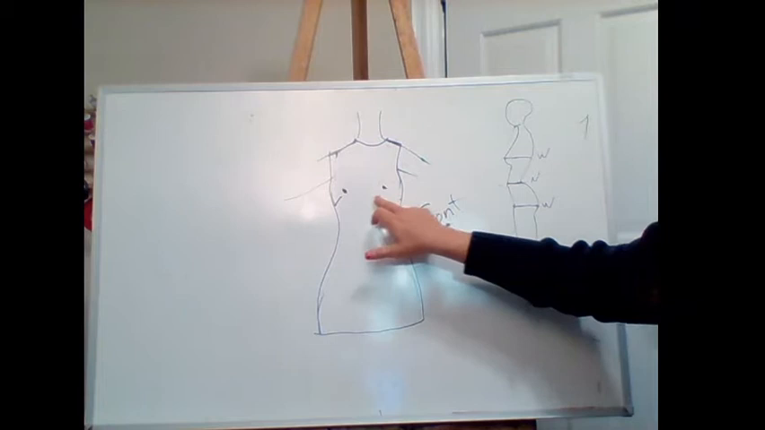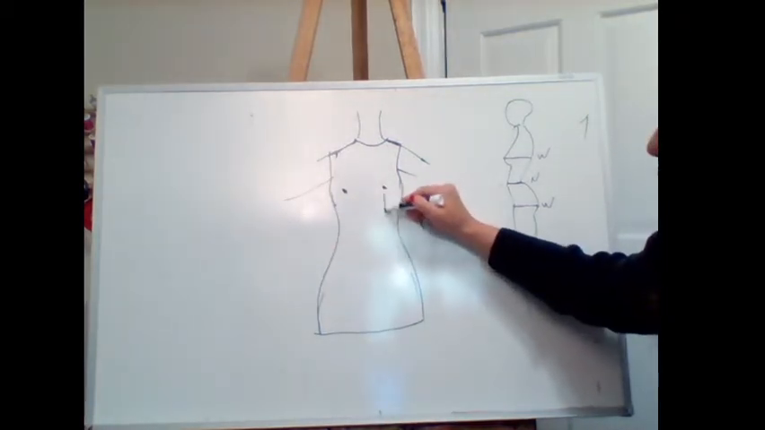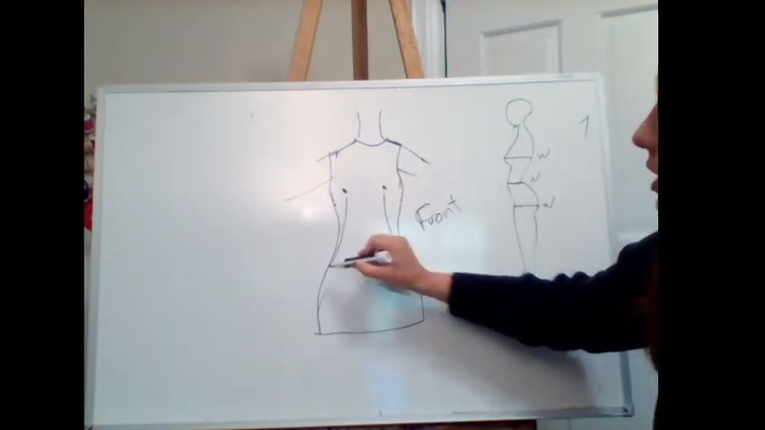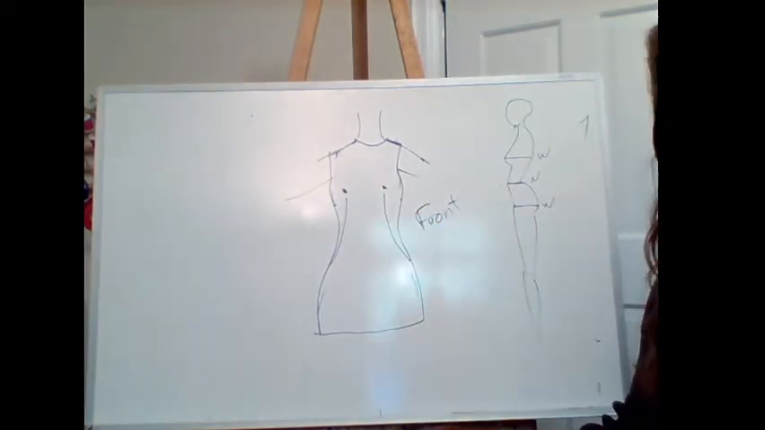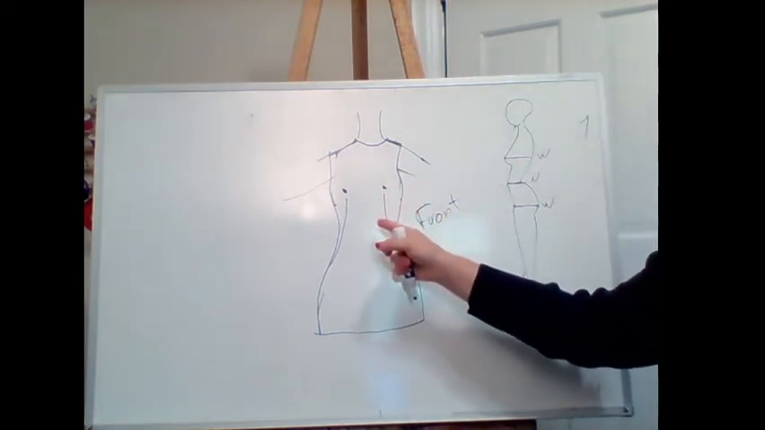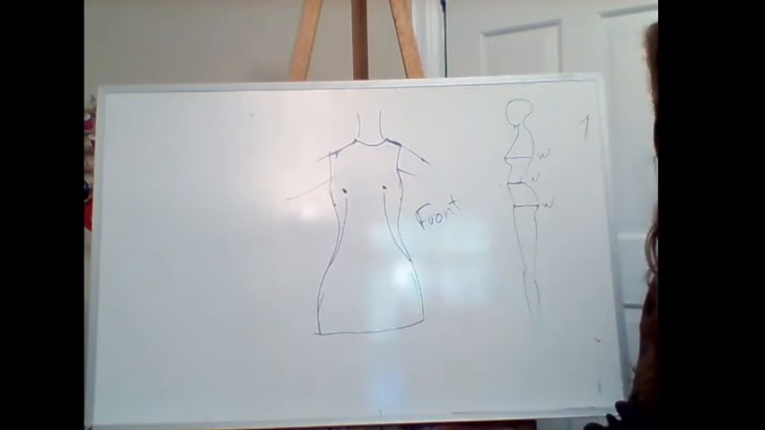Let's take a look at a French dart. Now, a French dart comes from about the high hip and kind of curves its way up toward, you guessed it, the apex. Perfectly fine. Again, coming now, still from the side seam, shaped a little bit different, shaped a little bit longer, but still going toward that destination of the apex.